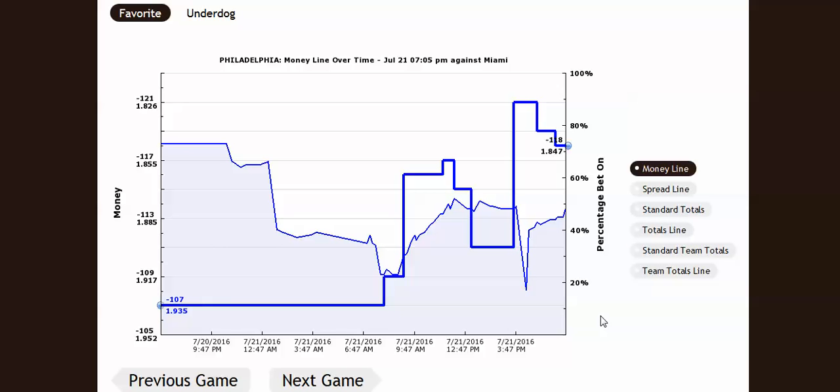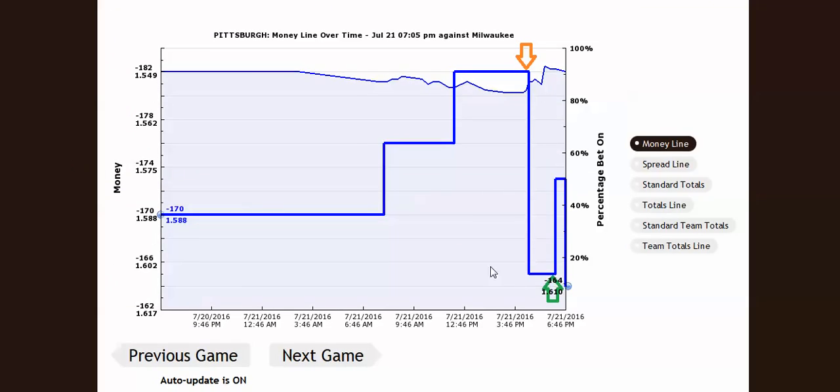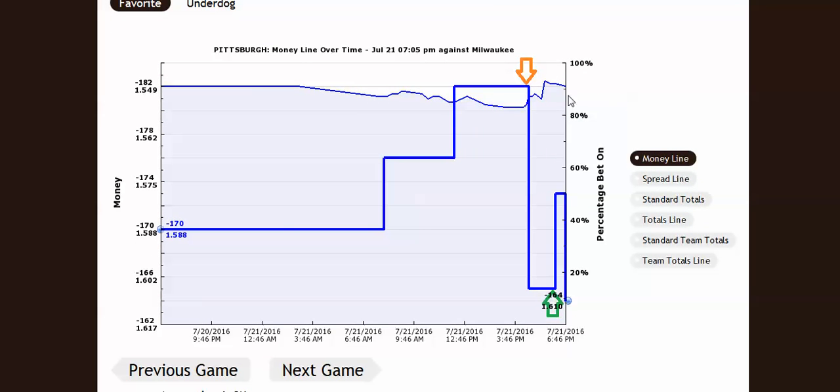I guess that's for a different discussion, but okay, it seems confusing, but it's really not. Let's look at the next one so you guys can just try to see. Brewers and Pirates, okay? So we have some good line movement here. Look at the public money. This is the Pirates side.